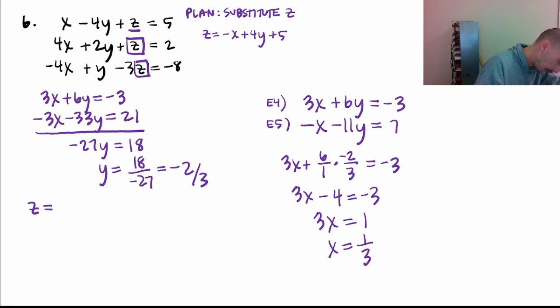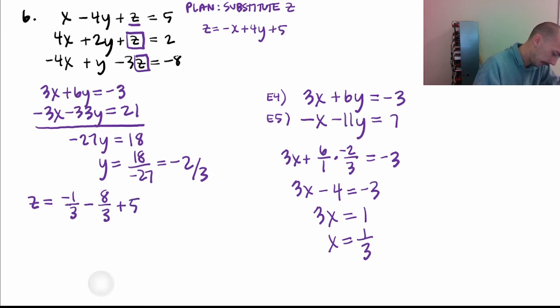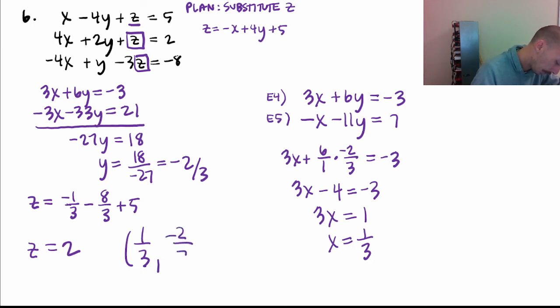So z is going to be equal to -x, so that's -1/3, plus 4y, so that would be 4 of -2/3, so plus a negative of 8/3. Okay, that works. -8/3 plus 5. Okay, z is going to be equal to -1/3 minus 8/3, which is -9/3, which is -3, plus 5 is going to be 2. And so my solution is 1/3 and -2/3 and 2. Which, yes, is what I got when I solved the system using technology. Okay, that one was a little tricky.